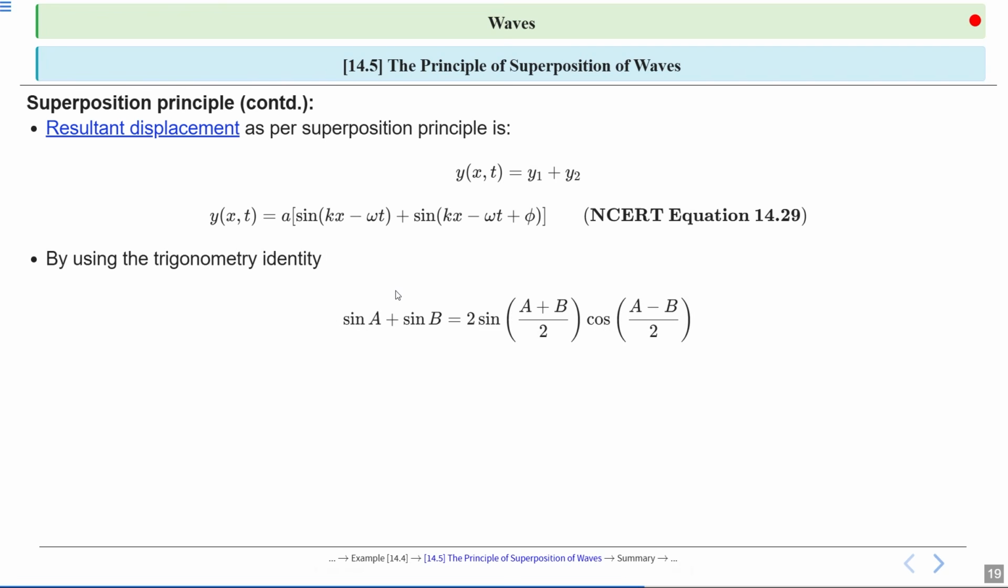So to simplify the sum of these two sine functions, we use a trigonometric identity. Sine A plus sine B is equal to 2 sine((A plus B) divided by 2) cos((A minus B) divided by 2). This identity helps us rewrite the sum as a single sine function multiplied by a cosine factor.